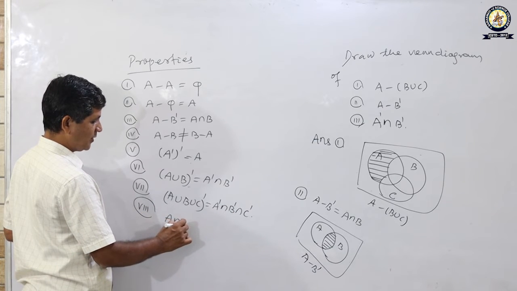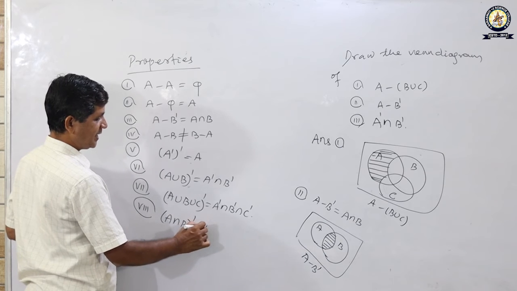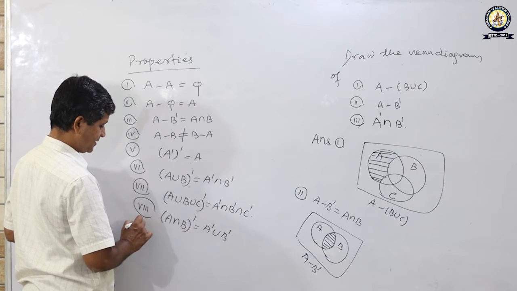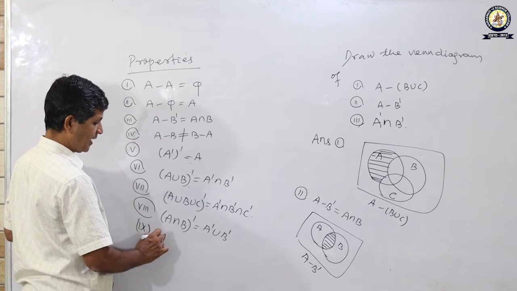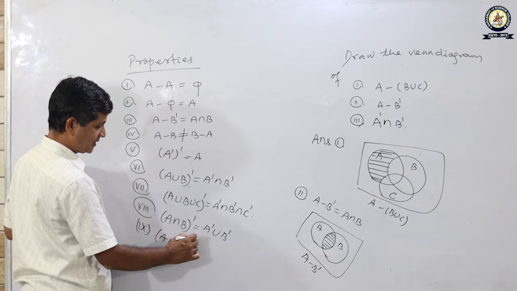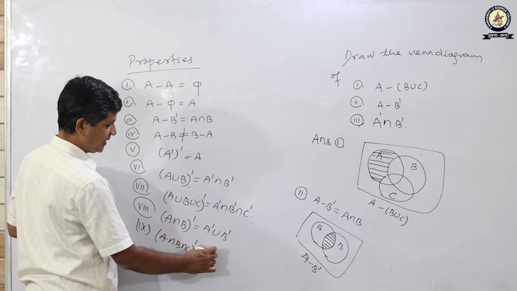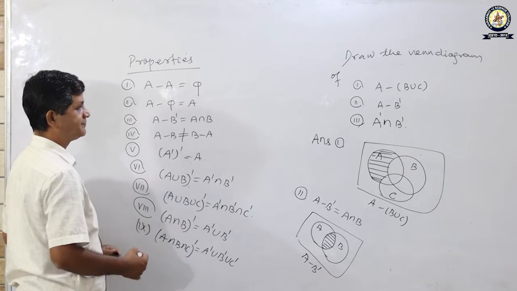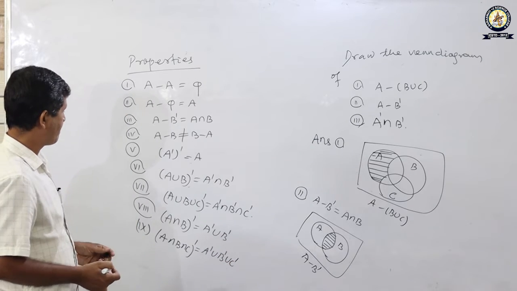A intersection B whole dash is A dash union B dash. What about A intersection B intersection C whole dash? It is A dash union B dash union C dash.